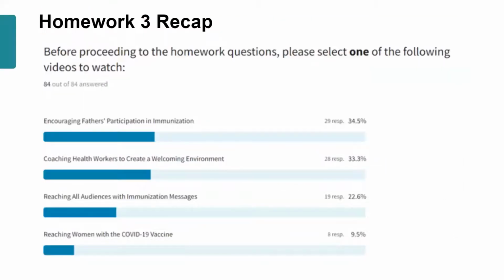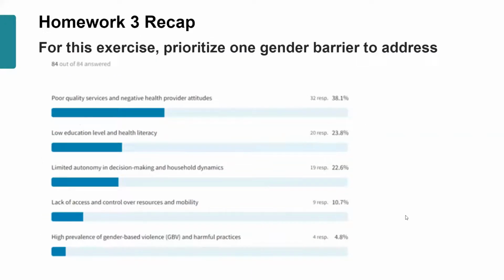Very quickly, the last homework that you had. You were asked to select one of the videos from Boost Learning, and the top three are: encouraging fathers' participation in immunization, coaching health workers to create a welcoming environment, and reaching all audiences with immunization messages. Then you were asked to prioritize one gender barrier, and overwhelmingly, people were interested in poor quality service and negative health provider attitudes.